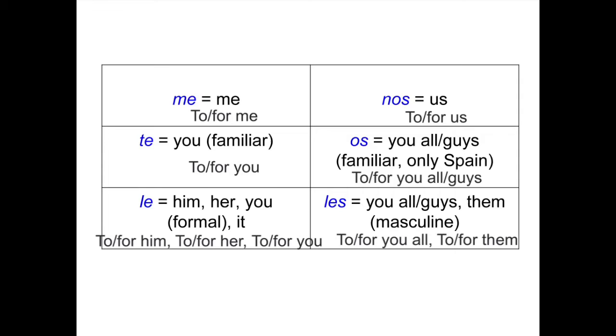There are 6 different indirect object pronouns: me, te, le, nos, os, and les. Me means me or to or for me. Te means you or to or for you. Le in English means to or for him, to or for her, and also to or for you.